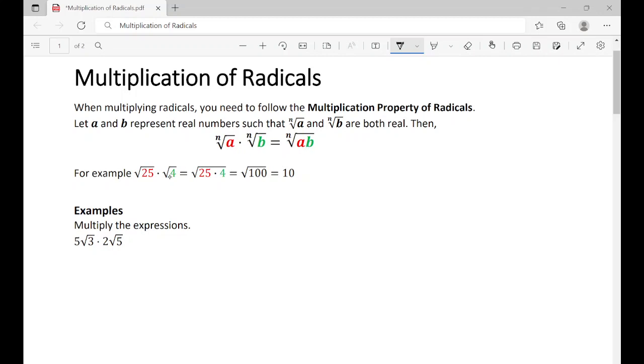If you have the square root of 25 and the square root of 4, you can just bring them together under one radical and say 25 times 4, which will give you 100, and if it's possible to simplify, you do.